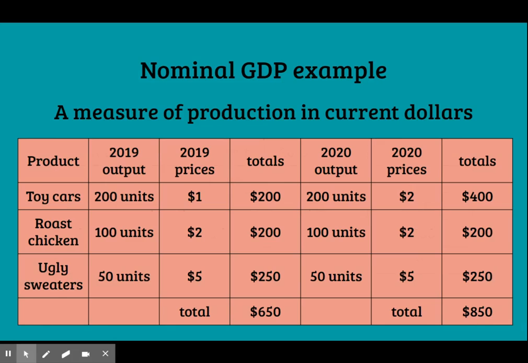On this chart, we have the 2020 output and prices. I've already added in the totals for the new year. In 2019, we have a nominal GDP of $650. And in 2020, we had a nominal GDP of $850. According to this information, our economy has grown. Hooray!